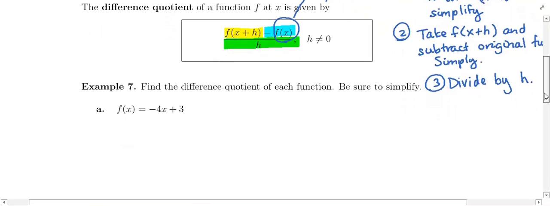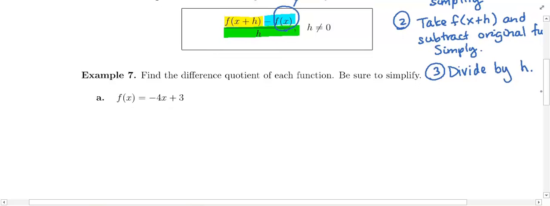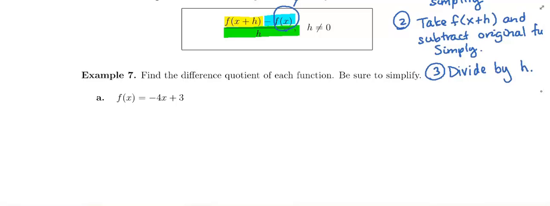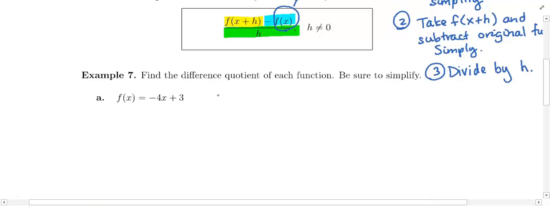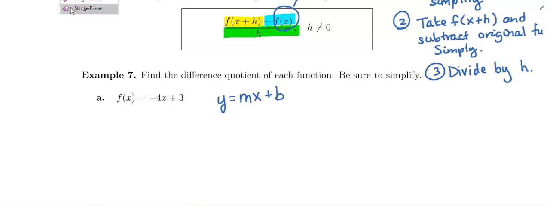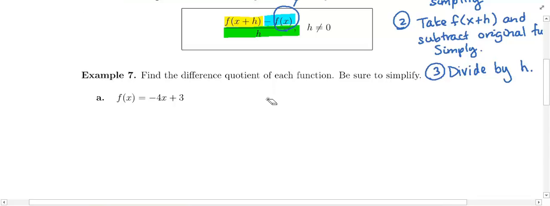So we're going to start off with a pretty simple function here. In part A, we've got f of x is equal to negative 4 times x plus 3. This is a line. f of x is the same thing as y, so this is y equals m times x plus b. We'll concentrate more on lines in an upcoming section. All right, let's find the difference quotient. Break it down in pieces. If you try to do this whole thing at once, I guarantee you will end up making a mistake somewhere. Break it down into steps.